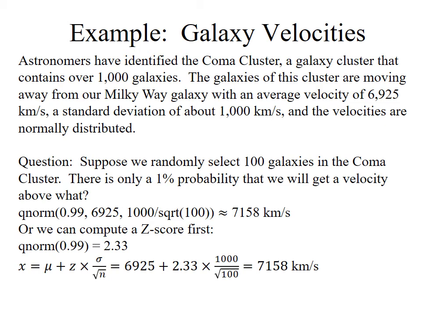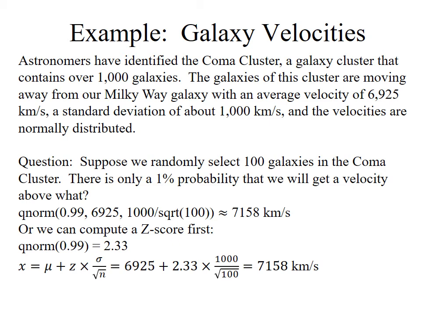There's the mean, 6,925. There's that standard deviation divided by the square root of the sample size, 1,000 divided by the square root of n equals 100 galaxies. I put that into qnorm and I get 7,158 kilometers per second. Of all these galaxies, if I were to gather a sample of 100 of them, there's a 99% chance I'm going to get a velocity less than 7,158 and a 1% probability that I'll get a velocity above 7,158.